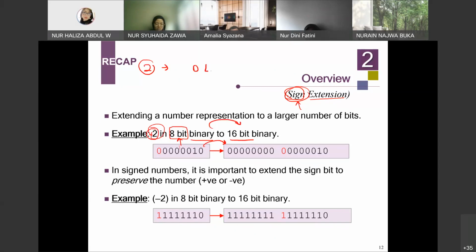Remember the digital logic subject. That's why I said there is a correlation. If it is positive, what do you put in front? 0. If it is a negative number, what do you need to put in front? Negative. So this one is all negative. That is the difference between positive and negative. This one is just a recap from your digital logic.